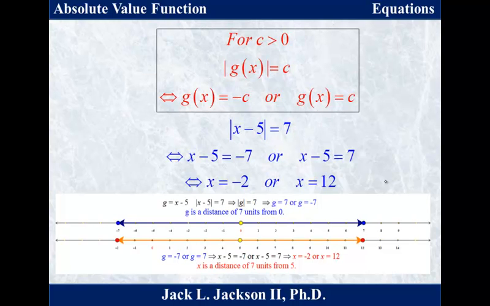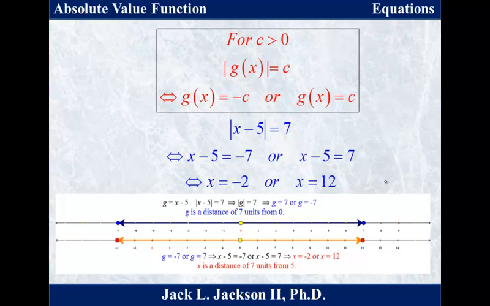So, again, if we have a positive c greater than 0, and we have the absolute value of any expression that has x's in it, call it g of x, then whatever's inside the absolute value has to equal negative c, or it could be positive c. So that's if you can get the absolute value by itself equal to a positive constant. So if we have the absolute value of x minus 5 equals 7, either the x minus 5 could be negative 7 or the x minus 5 could be positive 7. Or let's call g of x the x minus 5. So the g is 7 units from 0.